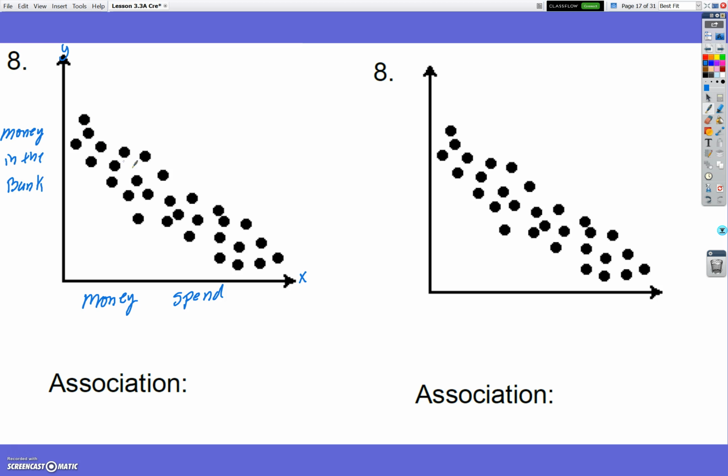So the more money I spend, the less I have. When one item is going up, which is money spent, and another item is going down, money in the bank, this is called a negative, and it does go in a straight general line. So negative linear association.